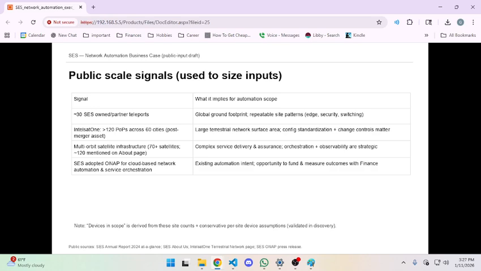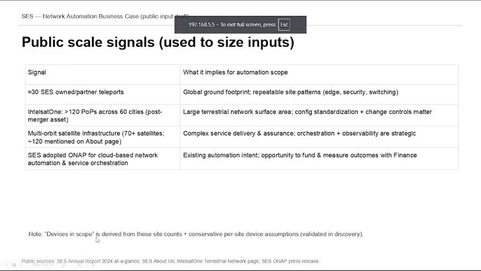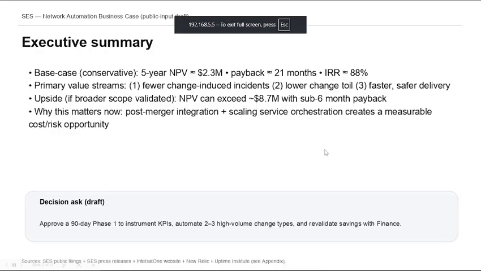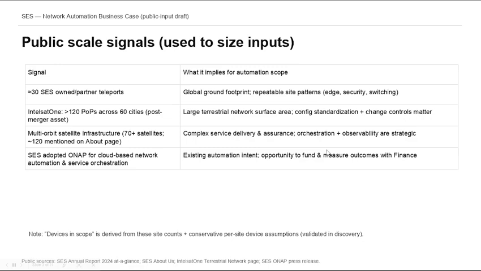Absolutely. That makes sense. So stepping back into that CFO role, I'd say all right, this is a pretty clear business case. You're essentially saying that by reducing change induced incidents and lowering the toil involved in making those changes, we can deliver things faster and safer. That's going to lead to a significant financial upside. So if everything goes really well, you're looking at a net present value that could be even higher, around that 8.7 million mark, with a really short payback period. And even on the conservative side, it's still a solid return. I also see the reasoning here about why it matters now. With the post-merger integration and the scaling you're dealing with, there's a real opportunity to cut costs and reduce risks if we do this right.